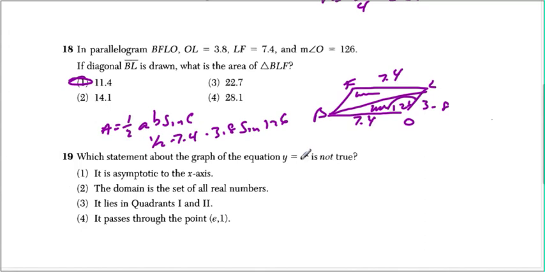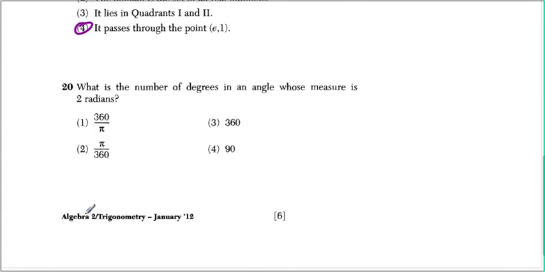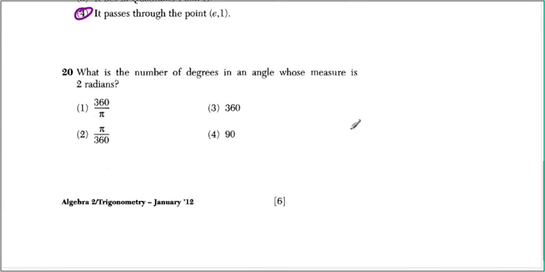Graph that in your calculator, which one's not true. It does not pass through that value. 2 radians. 2 radians is 2 times 180 over pi, which gives us 360 over pi. What are we at, 11 minutes? Alright, good.